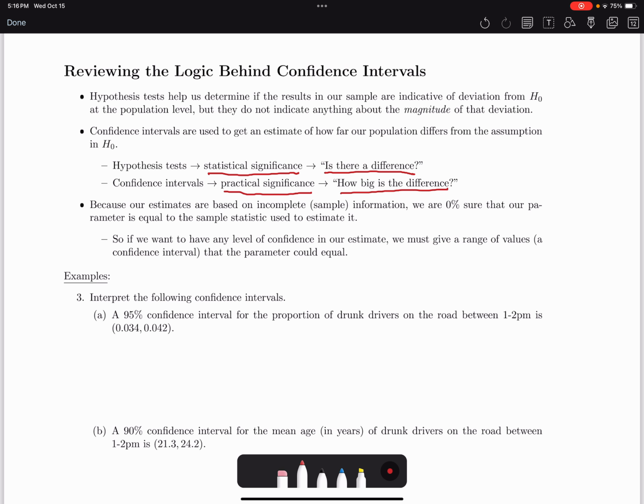Now, because our estimates are based on sample information, okay, incomplete information, we are 0% sure that our parameter is equal to the sample statistic that we used to estimate it. If we want to have any level of confidence in our estimate whatsoever, we have to give a range of values that the parameter could equal, and that range of values is called a confidence interval. Okay? We've seen many of these.